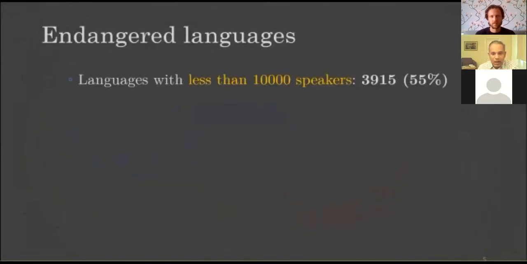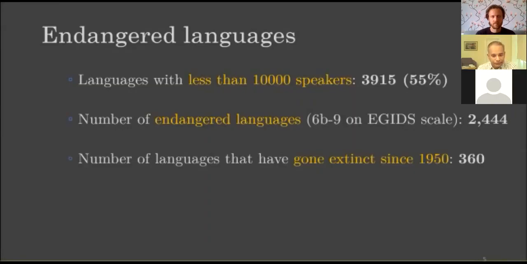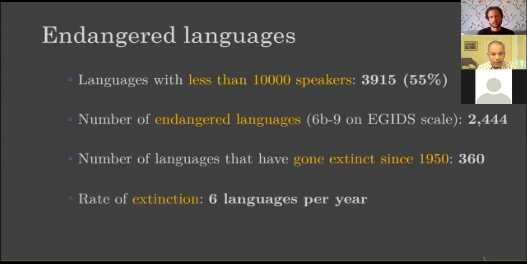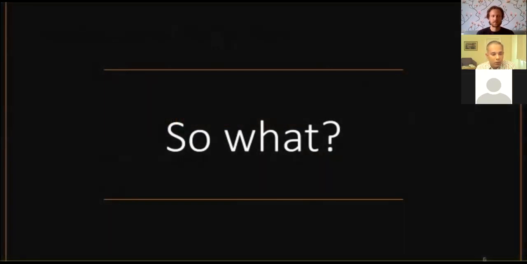So almost half the languages of the world have less than 10,000 speakers, and almost 2,500 languages are endangered. 360 languages have gone extinct since 1950. And every year, 6 languages are disappearing. So we may ask, so what? Why should we care? There are people who say that we need not care. This is a natural process of evolution. Languages die and new languages are born. So those languages that die, let them die.